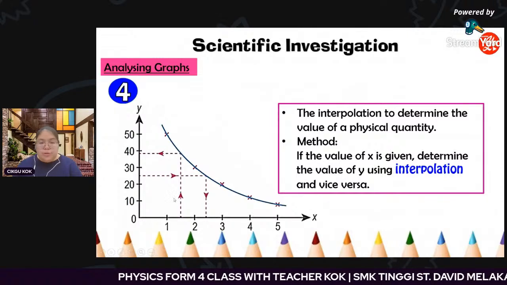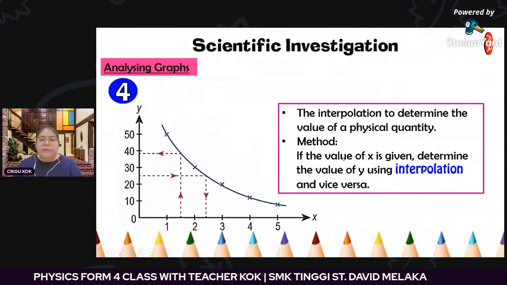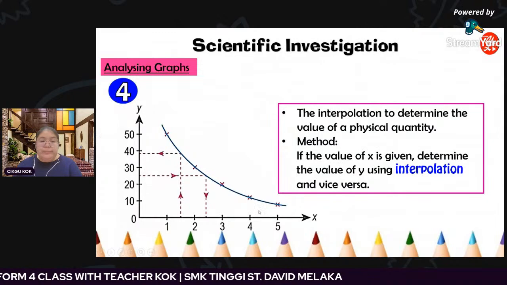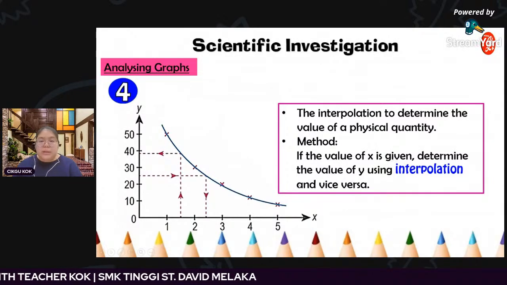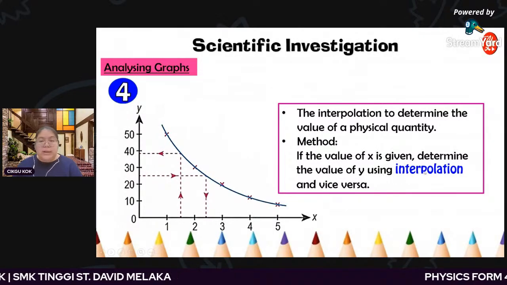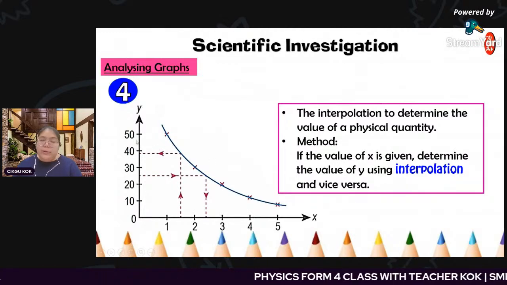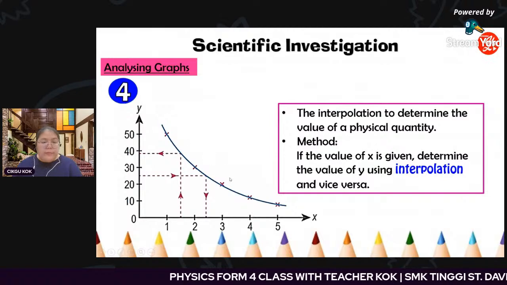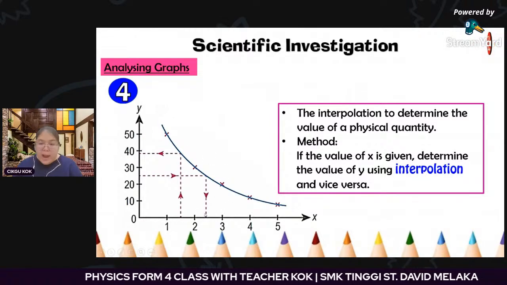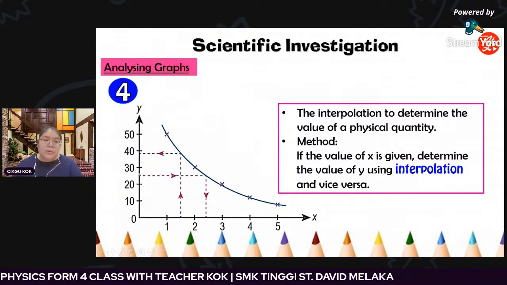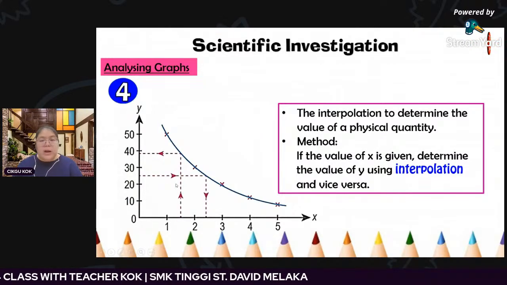That means you're going to draw the line by yourself. If the value of x is given, they give you the x, determine the value for the y using the interpolation, and also vice versa. So terbalik. You find the y from the x, or the question gives you the y, then you go to find the x. So this one we call finding the answer from the graph.